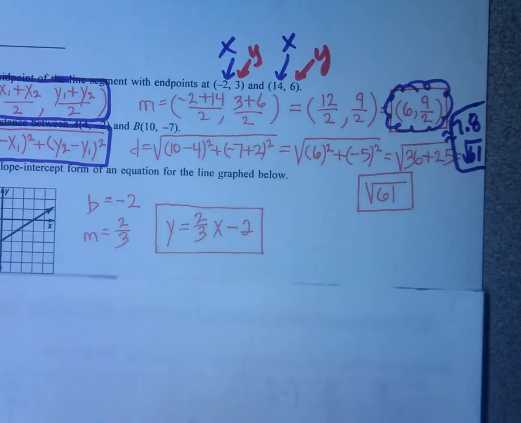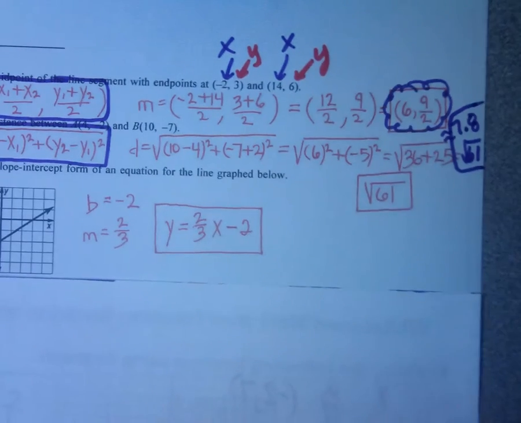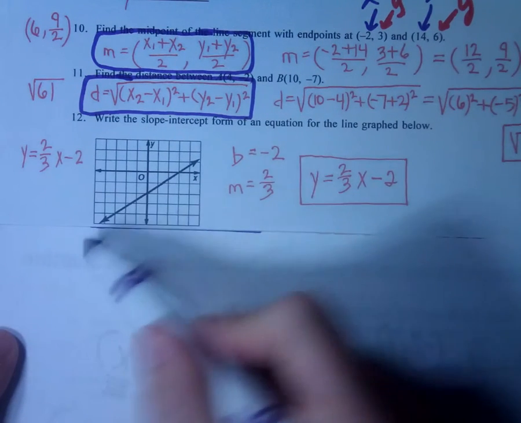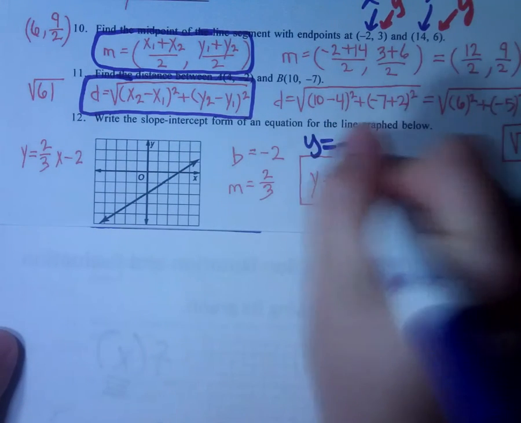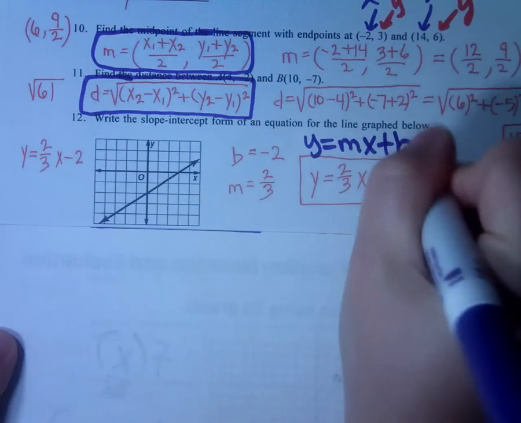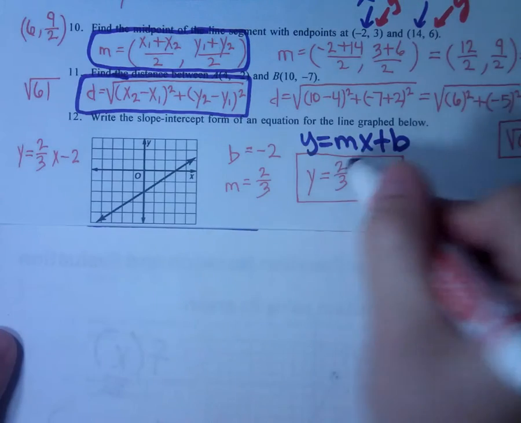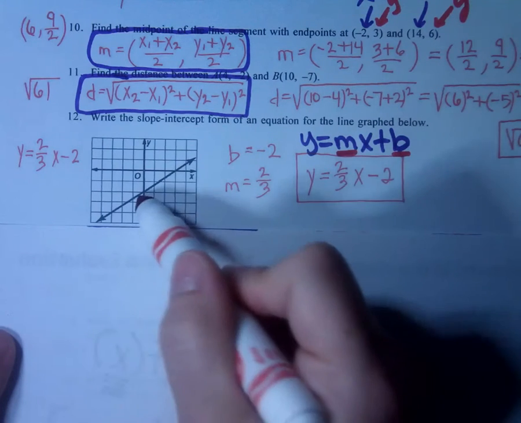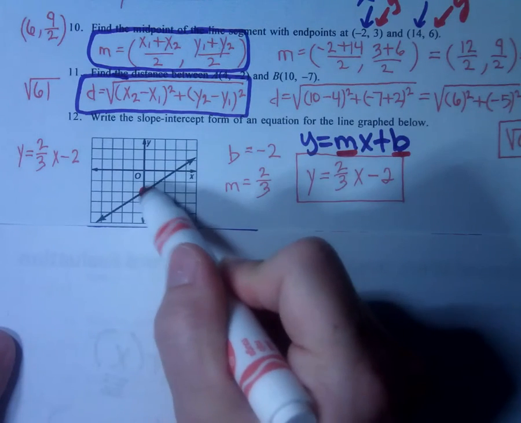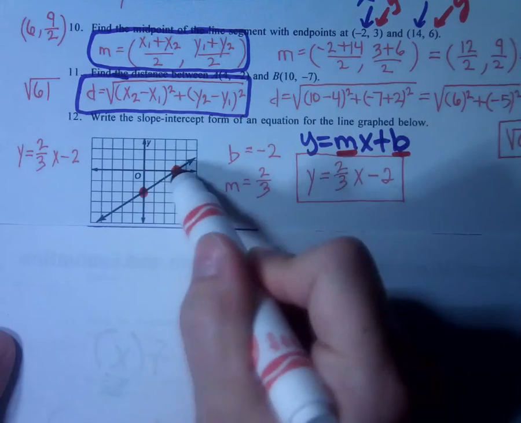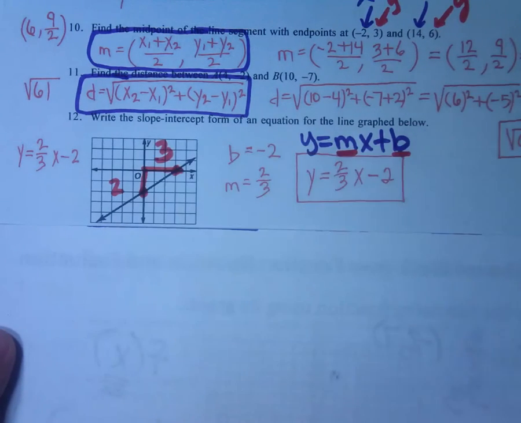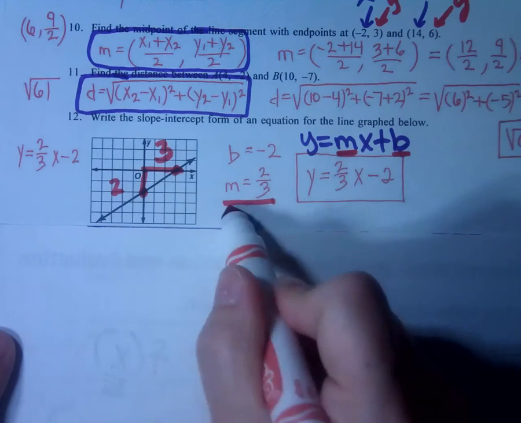Okay, number 12. This time we want to write an equation in slope-intercept form. So anytime you have a diagonal line, you're going to put your equation in slope-intercept form. In order to do that, you only need to know two pieces of information, the slope and the y-intercept. So I need to count my rise and run. So once again, it looks like it goes through corners of boxes here and here. So I rise 2, I run 3, so that's my slope, which you see here.